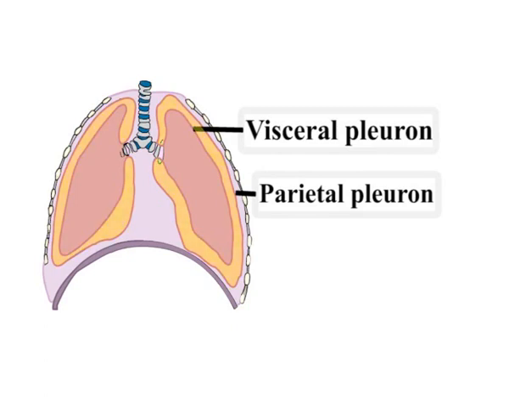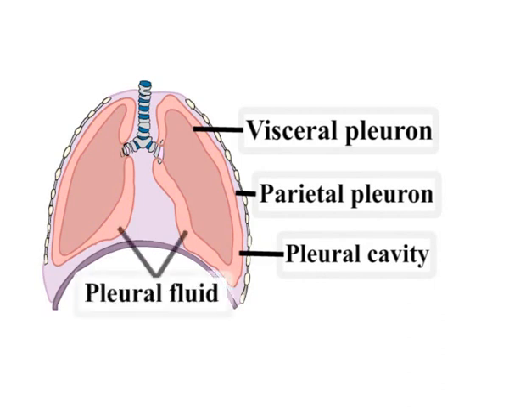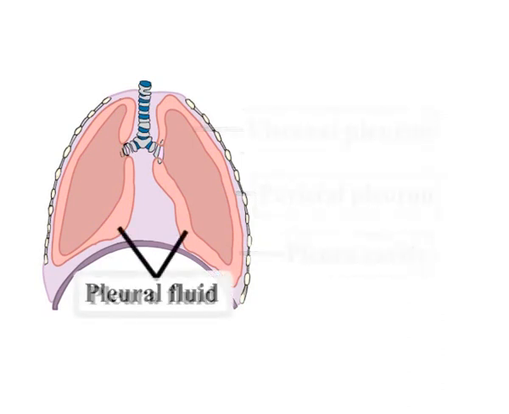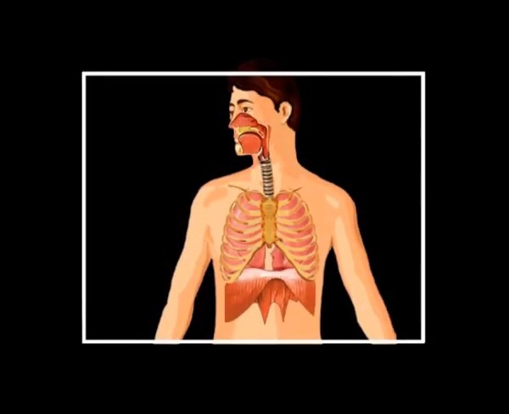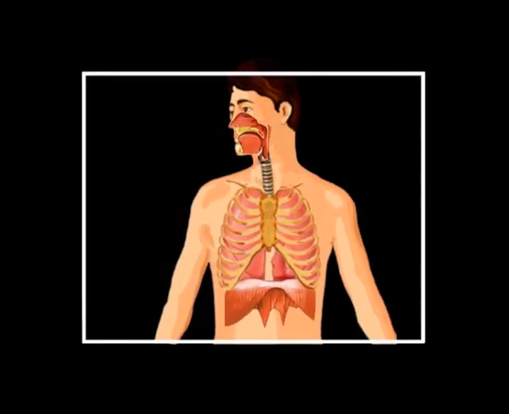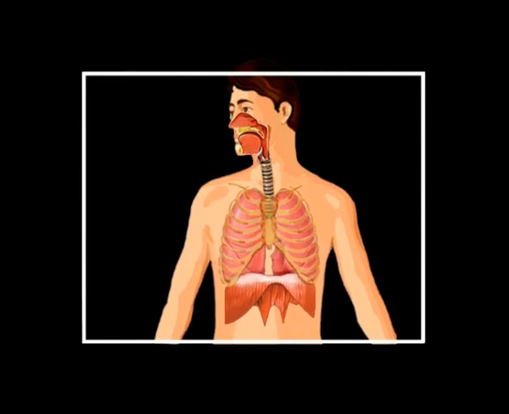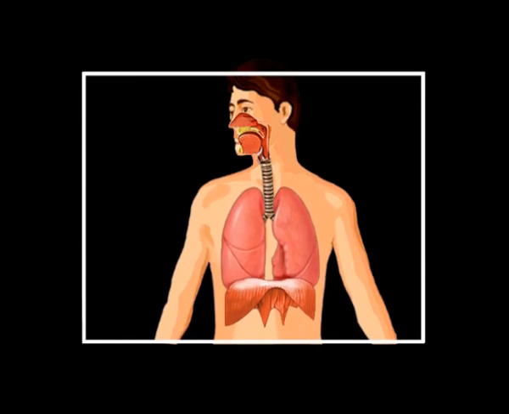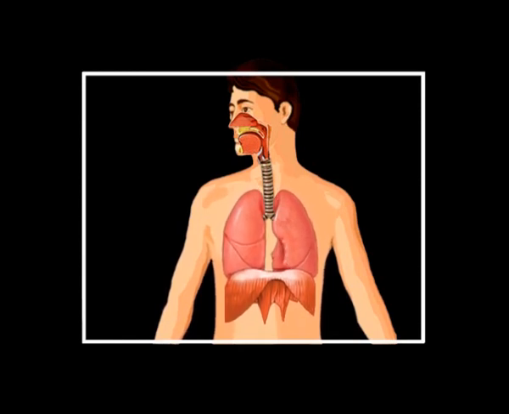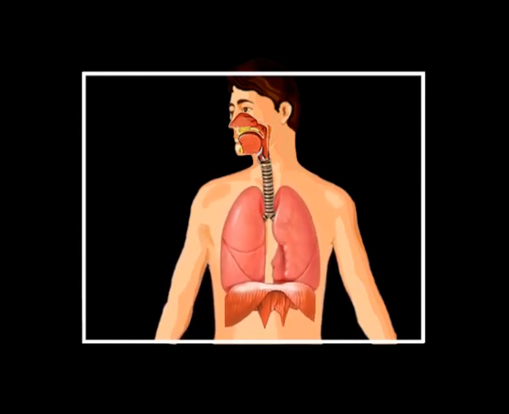A very narrow space exists between the 2 pleura. It is called the pleural cavity and contains a film of watery fluid, the pleural fluid, which lubricates the pleura so that they may slide over each other without friction as the lungs expand and contract in respiration. So, the lungs are capable of expanding and contracting as they are elastic organs.